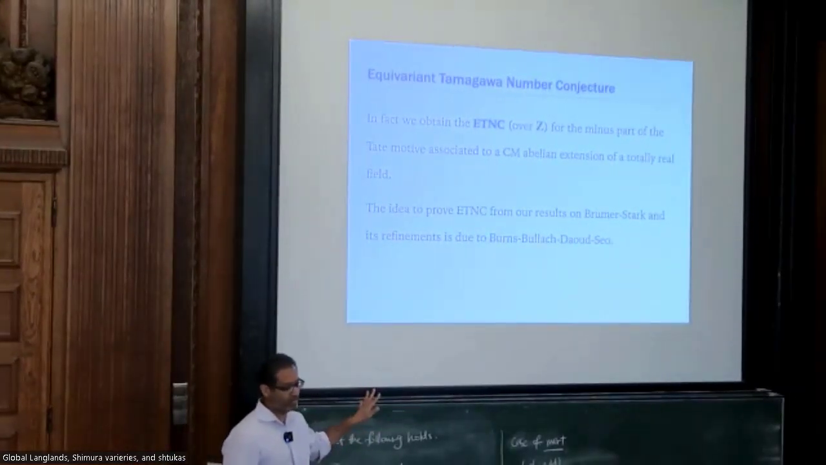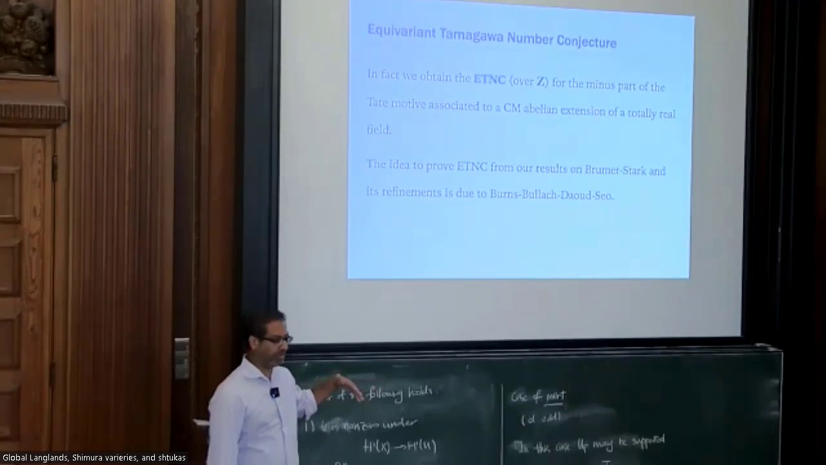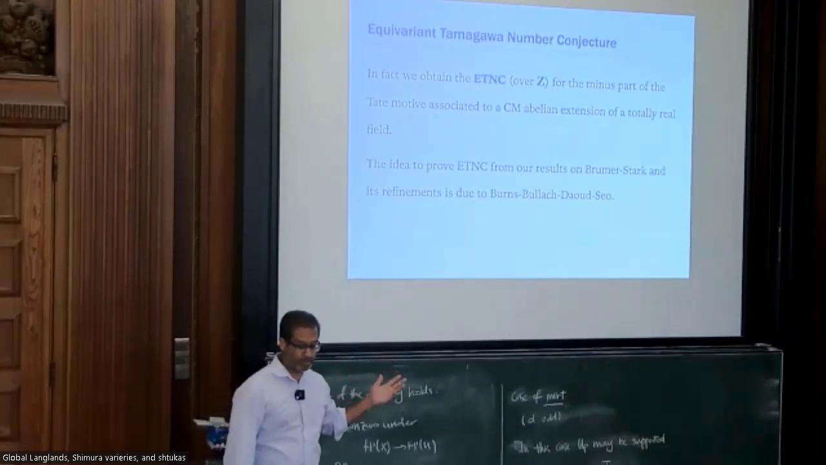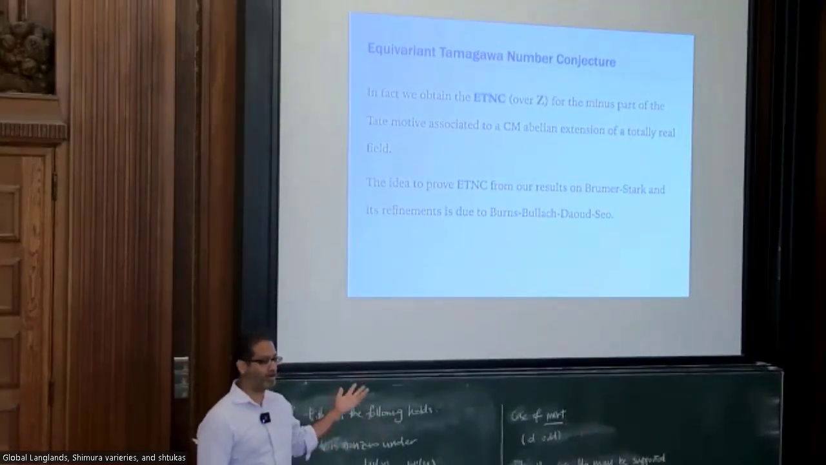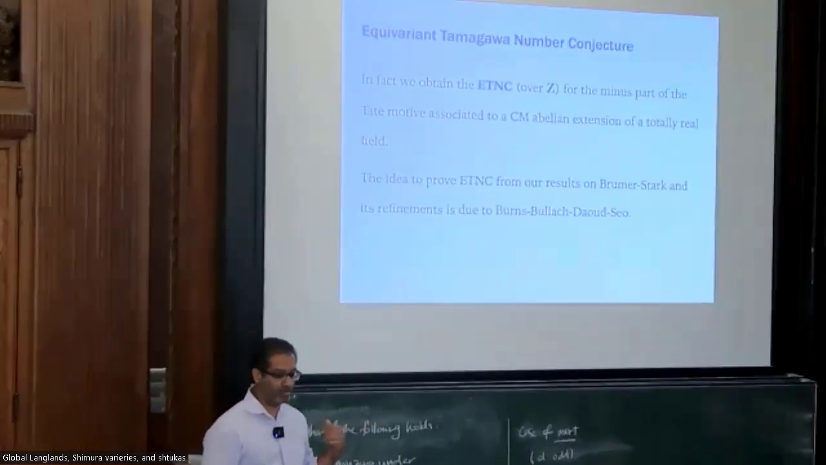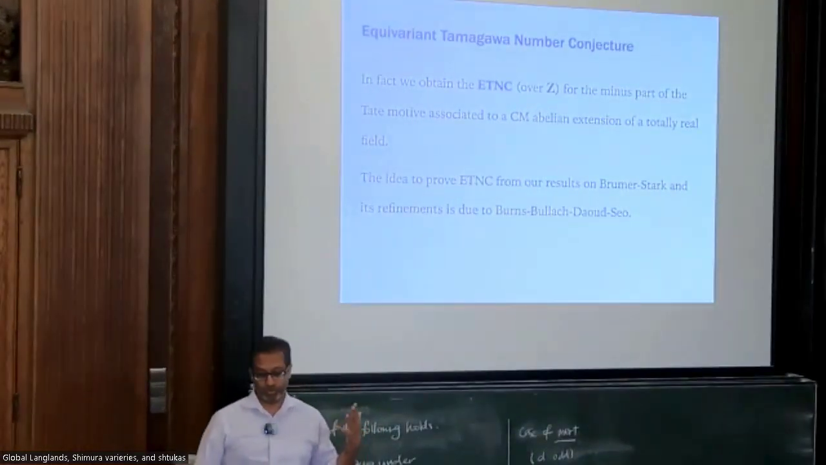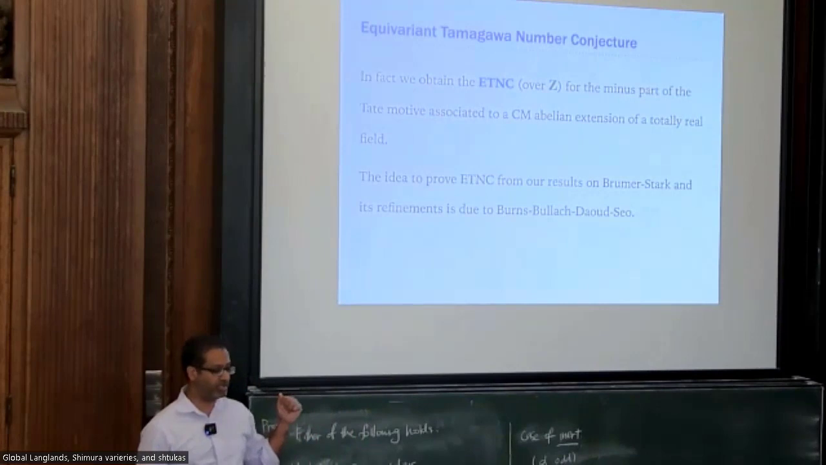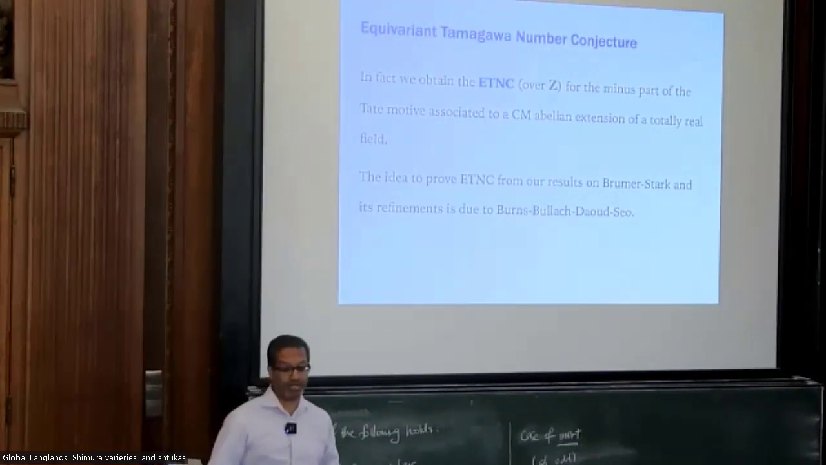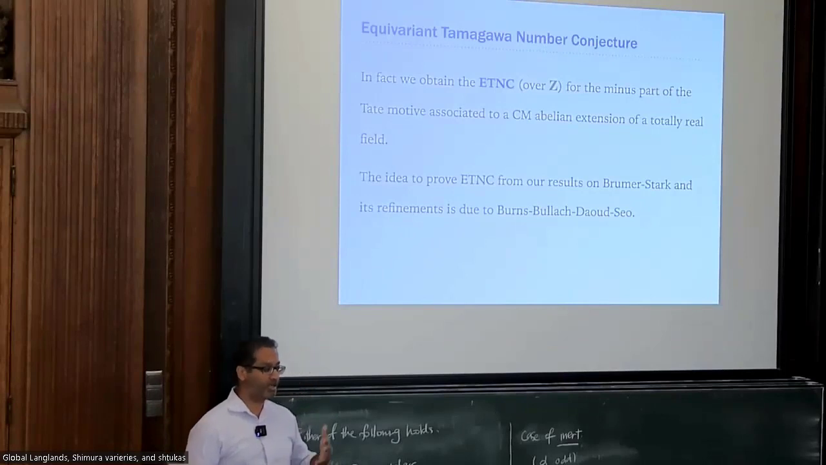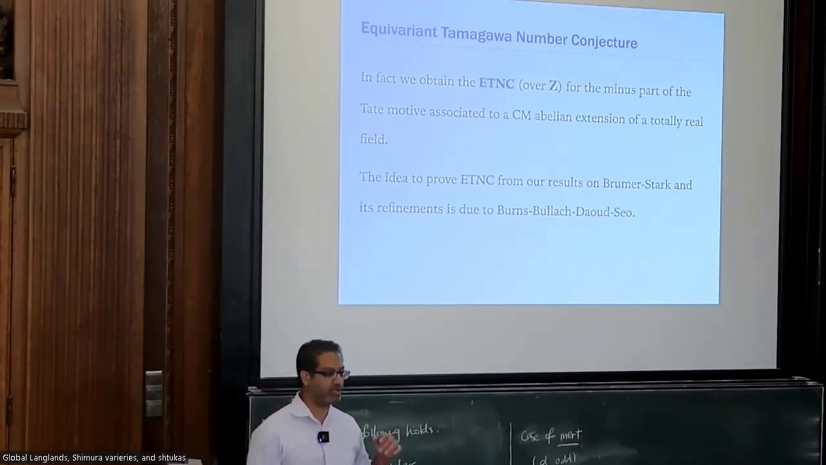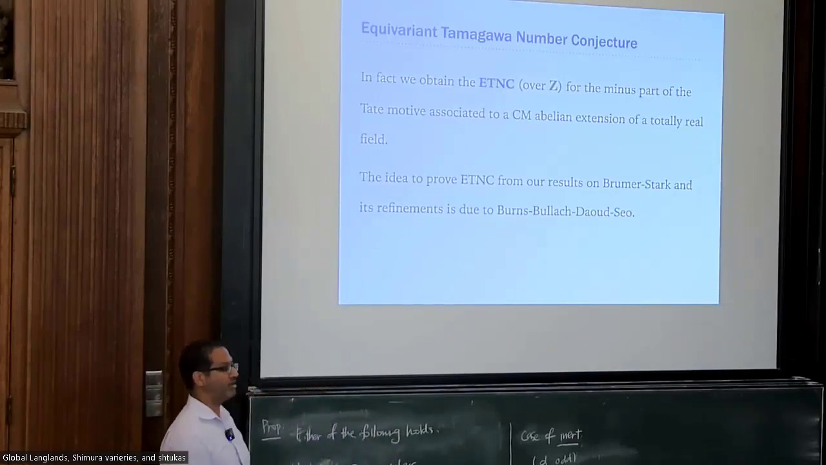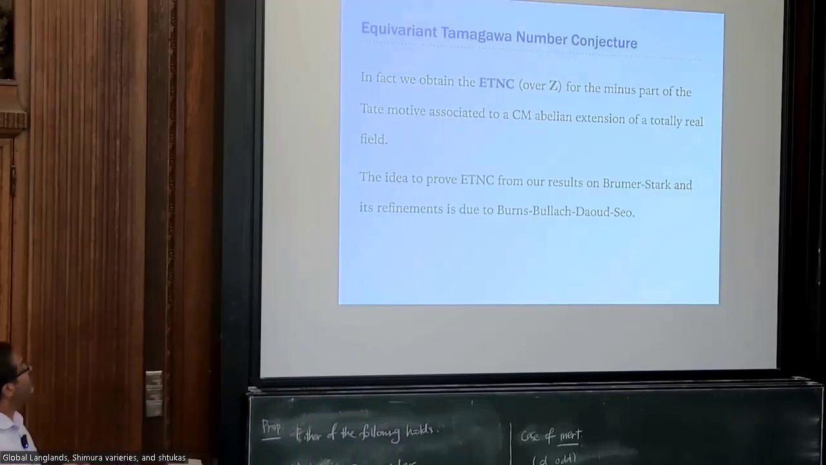And I can say this has important implications. There's a higher rank version of Brumer-Stark due to Karl Rubin, which now follows from ETNC. There's an integral Gross-Stark conjecture, which follows from ETNC. The usual main conjecture of Iwasawa theory at p equals 2 was left open by Wiles. That now follows from ETNC. So we get all of those results as a corollary of our work.